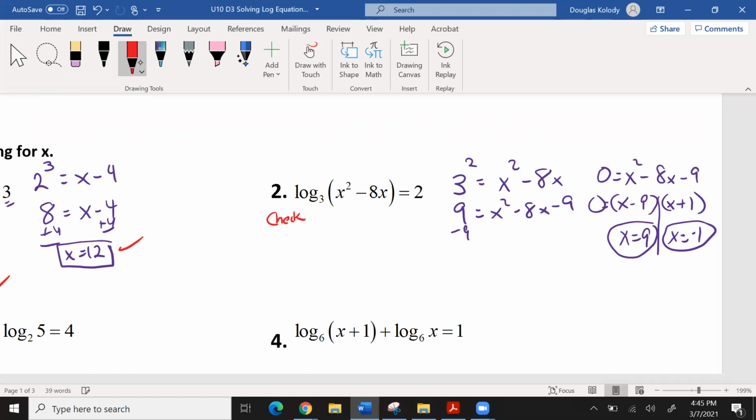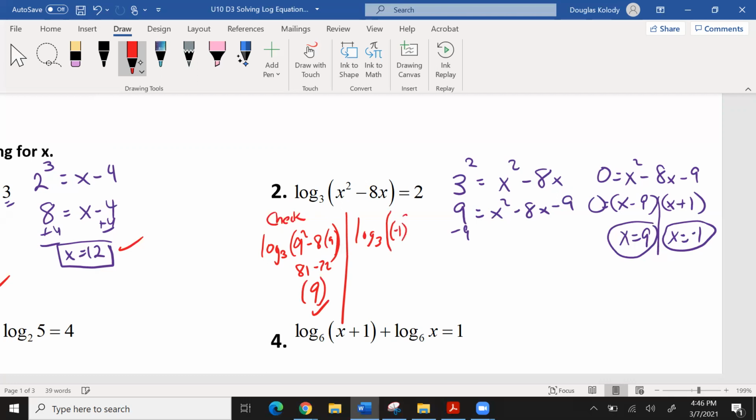Okay, so the first check, I'm going to do the log base 3. I'll plug in 9. So that's 9 squared minus 8 times 9. That's 81 minus 72. Yeah, that's the log base 3 of 9. That's positive. That checks out. So then how about the other one? What if I plug in the log base 3 of negative 1? Ooh, negative 1. That's going to be scary.